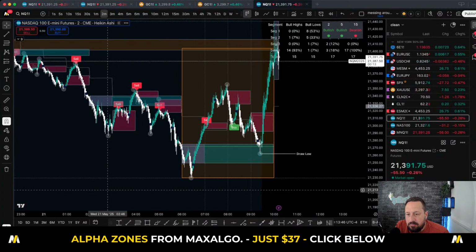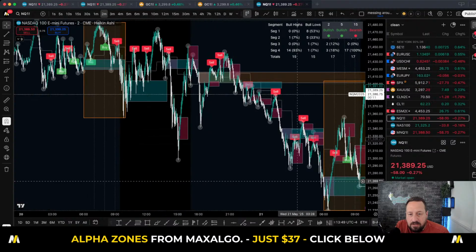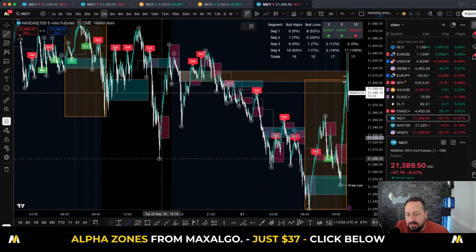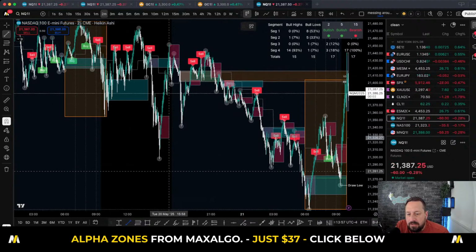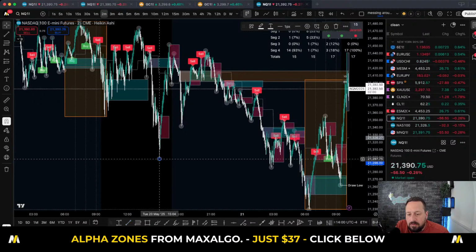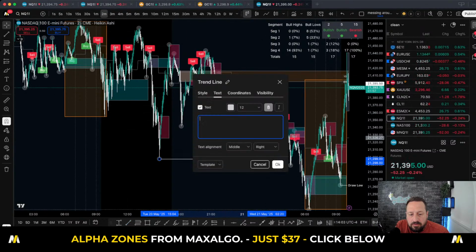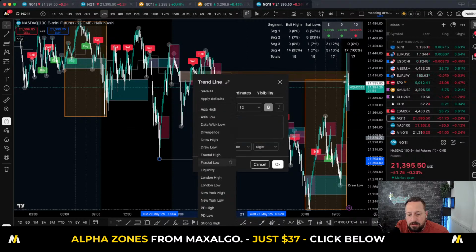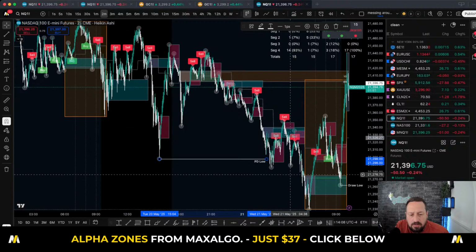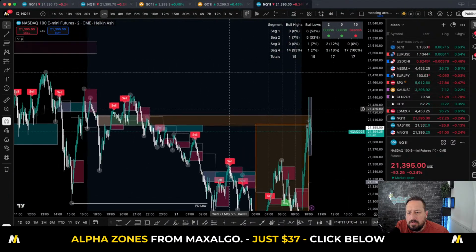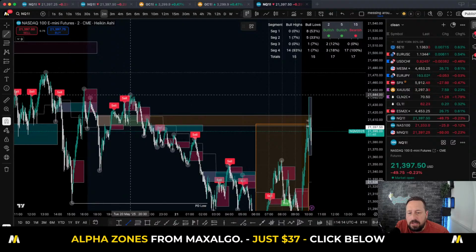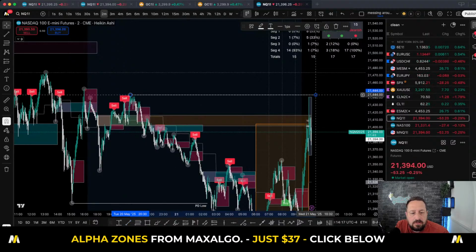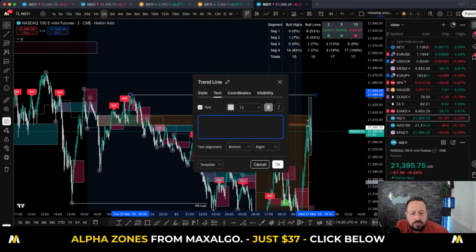Where's our... So we've already taken our previous day. Right, so previous daily low. This is our current daily high. I don't think I've saved that template yet. So our current daily high.